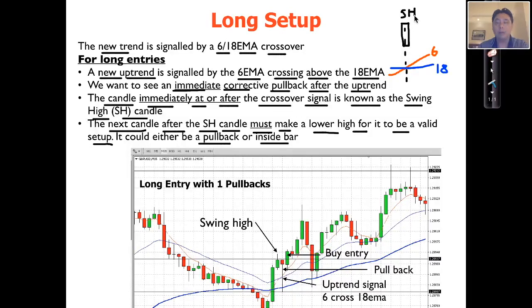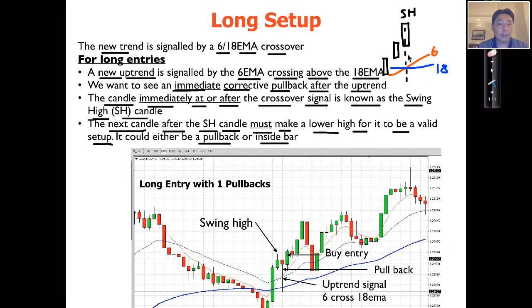And this candle should be the highest point right at or right after the cross. Okay, so in other words, right before the swing high candle, you see a series of candles before that. And again, this candle needs to be the highest high of all the recent previous candles during this upward move. Okay, so that's a swing high candle.